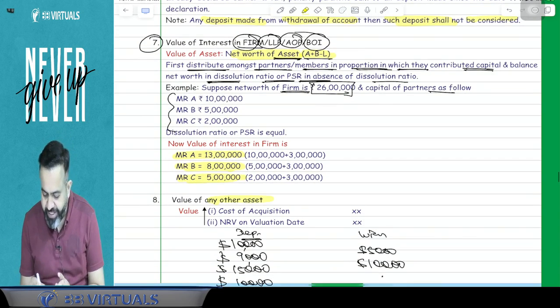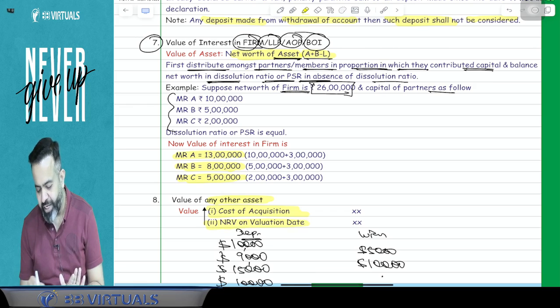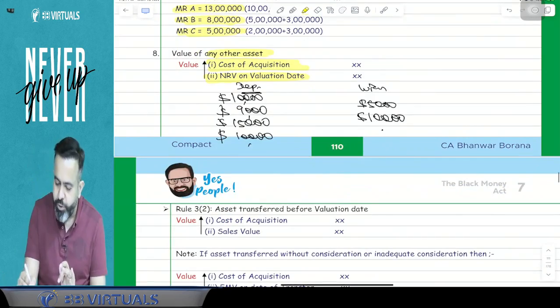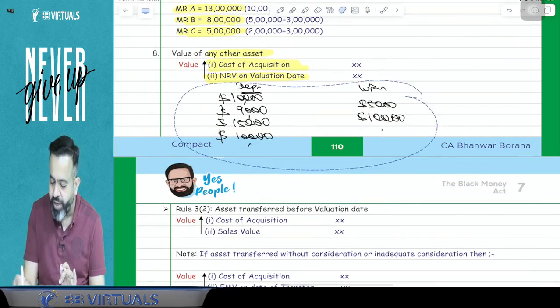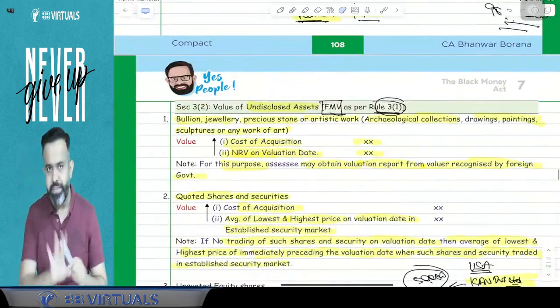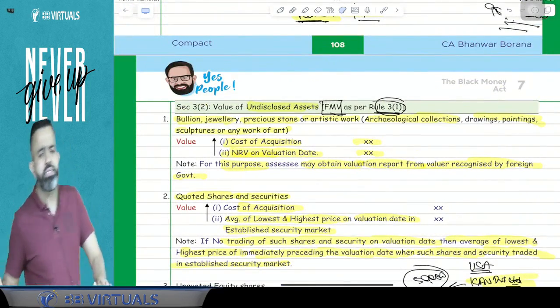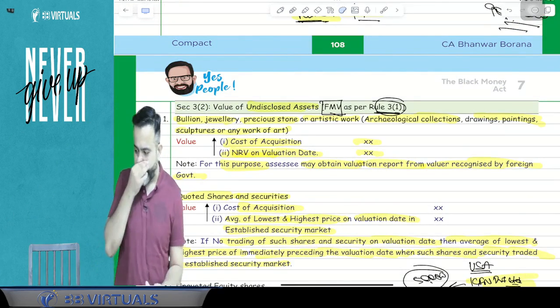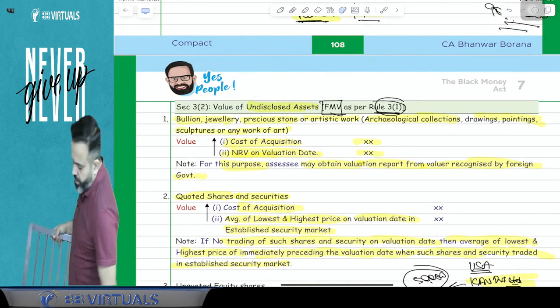And guys, in case of any other asset, just take the cost of acquisition or NRV as on valuation date, whichever is higher. So this is called your valuation of your asset, means how to value the asset. So all people pay attention. Again, I am repeating whatever we have discussed till now. Pay attention.